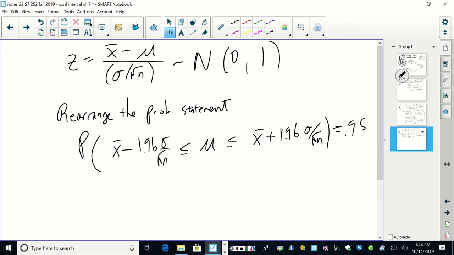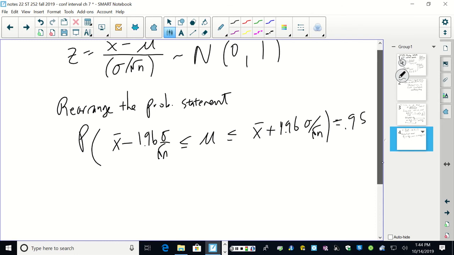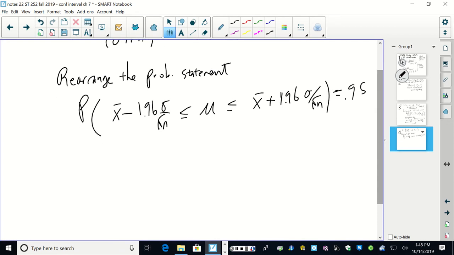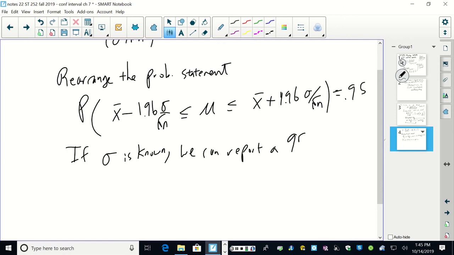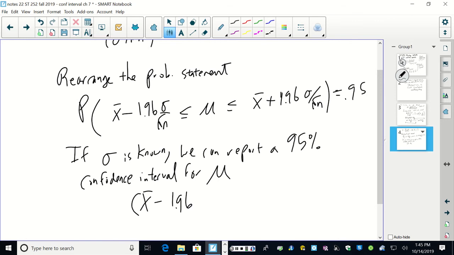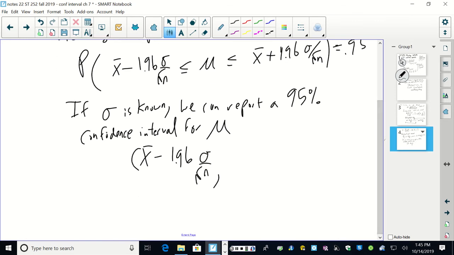And so if we knew sigma, if we knew the standard deviation, if there was some kind of physical property of the measuring instrument or something like that, if sigma is known, we can report what's called the 95% confidence interval for mu as x bar minus 1.96 sigma over square root of n up to x bar plus 1.96 sigma over the square root of n. And treat that as an interval where we think mu is.